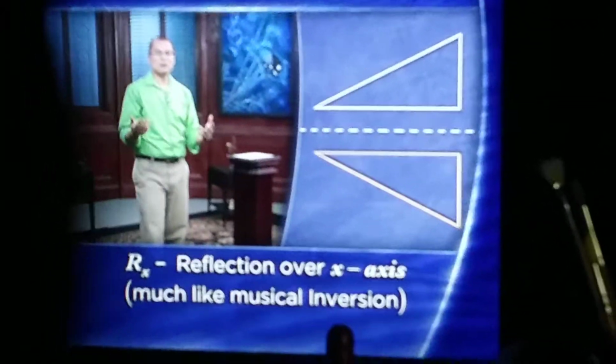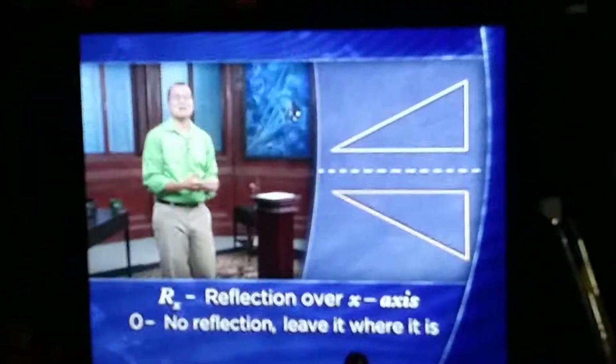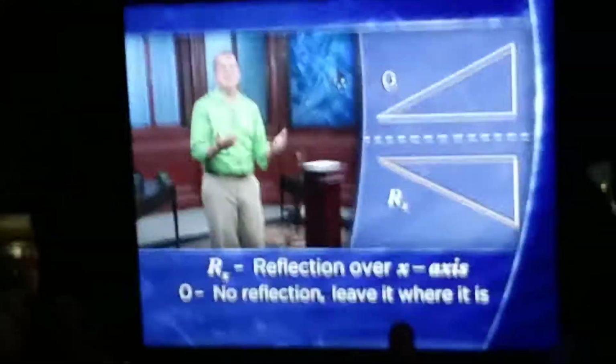So we have two transformations here. We could either reflect it over the x-axis, or we could do nothing. We could leave it where it is. And we need a name for that. Let's call that 0, or the identity, or the do-nothing transformation.